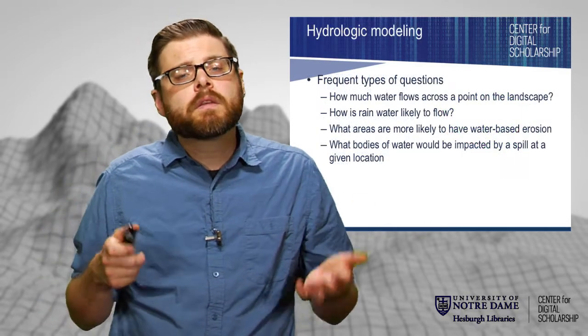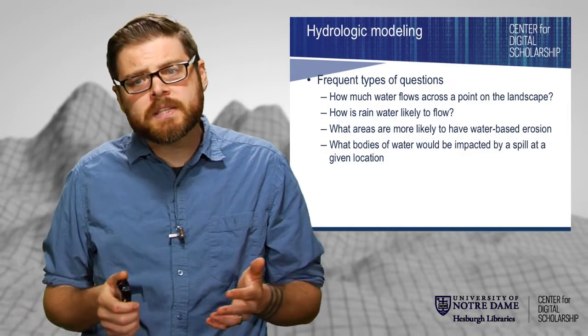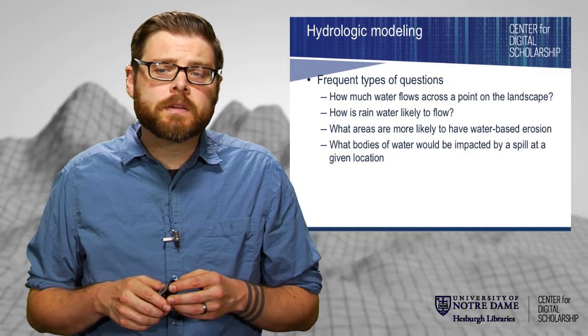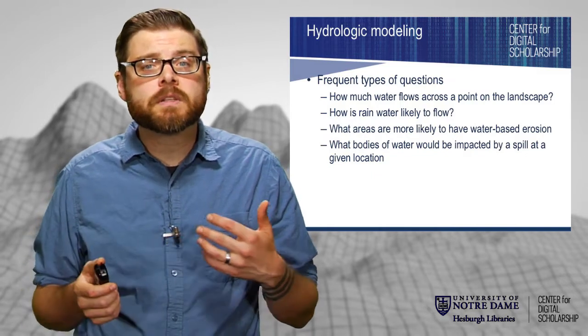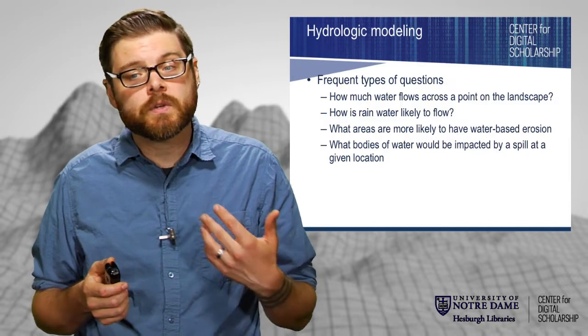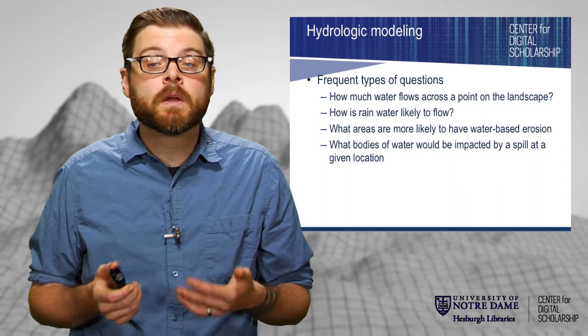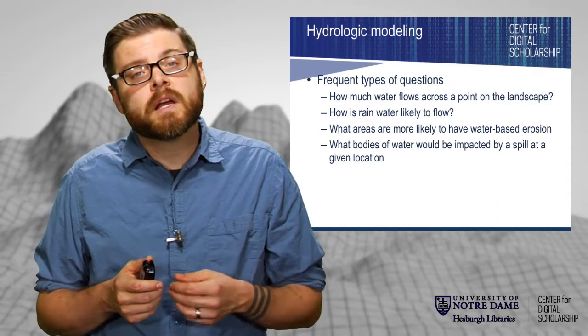So what do we do with hydrological modeling in GIS? This really lets us answer a few key questions. How much water might flow across a particular point on the landscape? How is rainwater likely to flow? Where is it likely to collect? Where is it likely to begin increasing erosion? What areas are likely to have higher water-based erosion? Or what bodies of water might be impacted by a spill at a particular place?